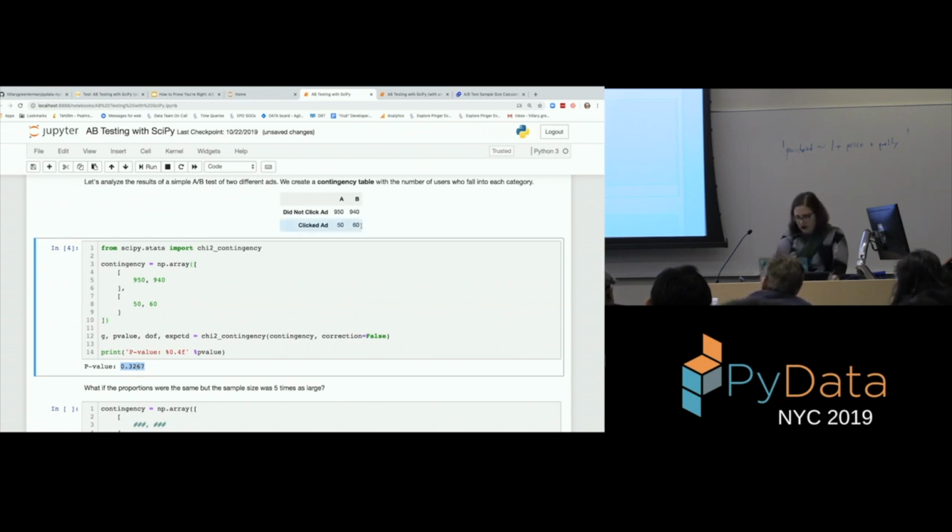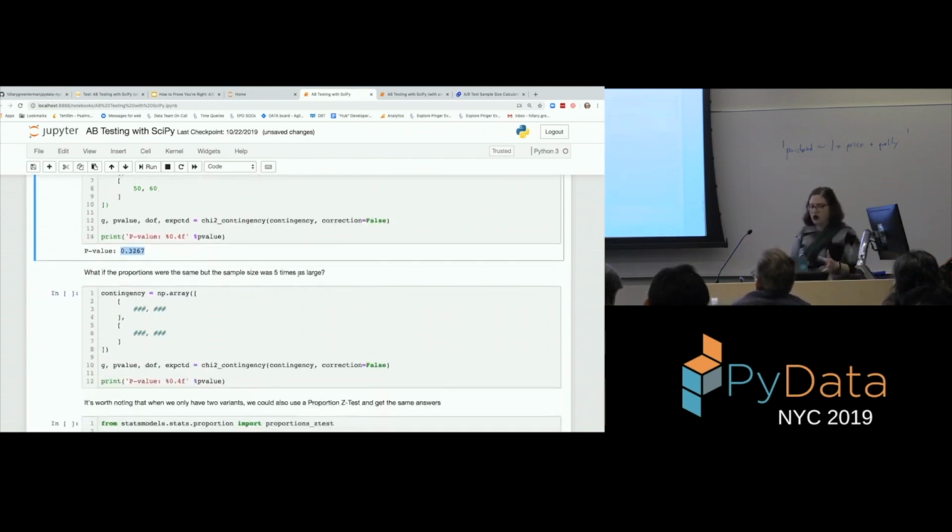So, why might that be? Well, if we look here, we have a sample size of 1,000 and we have a click-through rate of 5 and 6%. As we saw from our table before, that's not really enough to be sure that we would get the right answer.